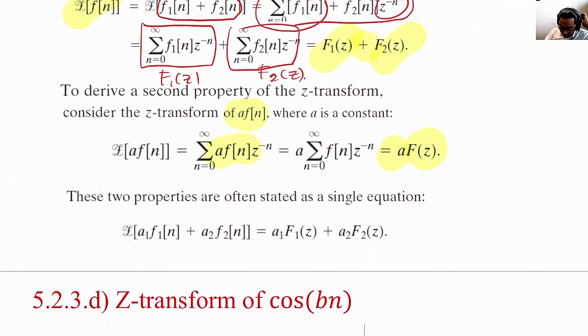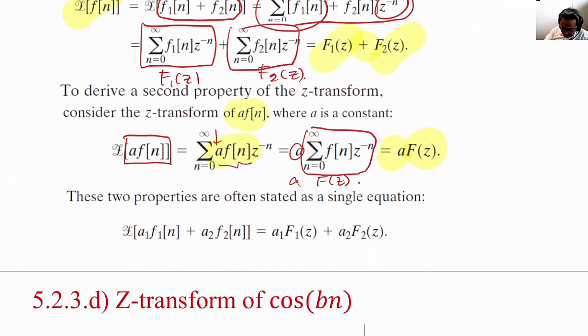To derive the second property, again we begin with a multiplied by f[n]. We put a f[n] into the Z transform, and we realize that again we can pull out the a. When we pull out the a, we recognize this simply as a times F(z). Therefore, these two properties are met.